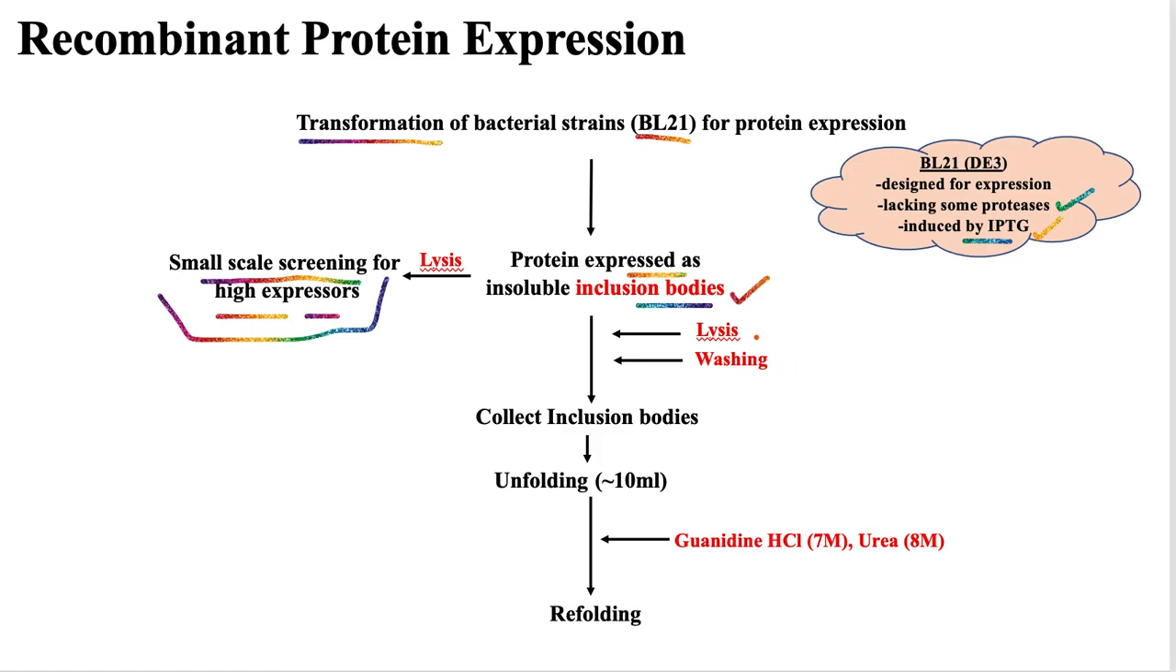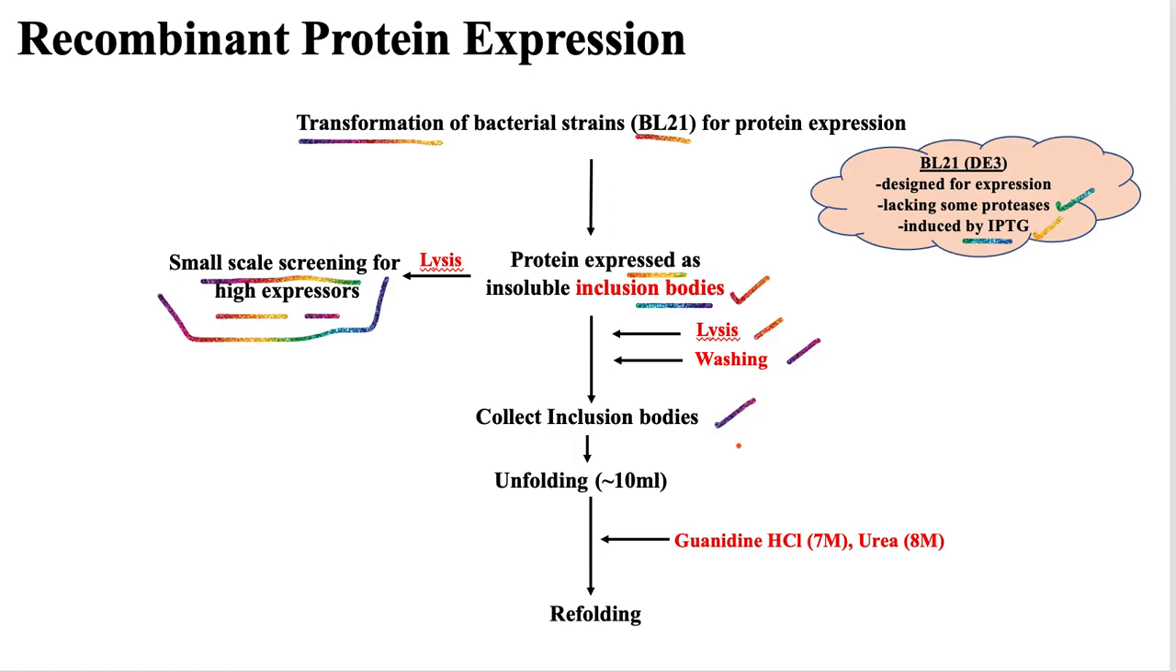The steps I mentioned before, we do lysis of the bacterial cells so that we can extract the inclusion bodies inside the bacterial cells. We do that by lysis, followed by buffer washes, and then centrifugation. It's a very lengthy procedure, but I didn't mention it here. And the ultimate goal is to collect inclusion bodies.